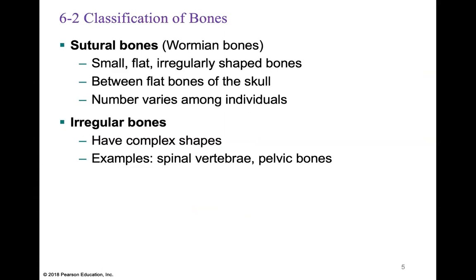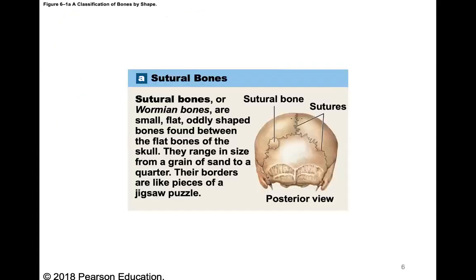When I was in college, we didn't call them sutural bones. They actually were called Wormian bones. But I've finally gotten that term out of my head for the most part, and we'll probably use sutural bones when I talk about them. But these are small, flat, irregular shaped bones. They are typically between flat bones of the skull. The number can vary among individuals. Your irregular bones, these are complex shapes. And as I mentioned, that could be vertebrae or the pelvic bones.